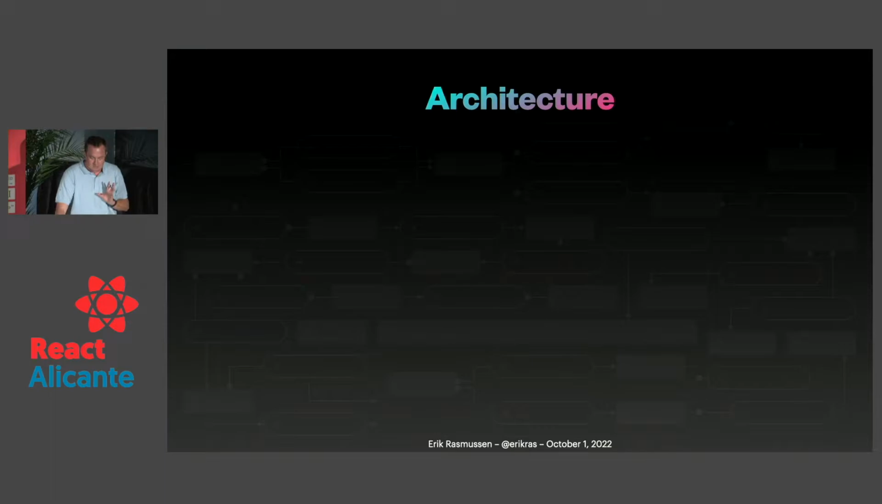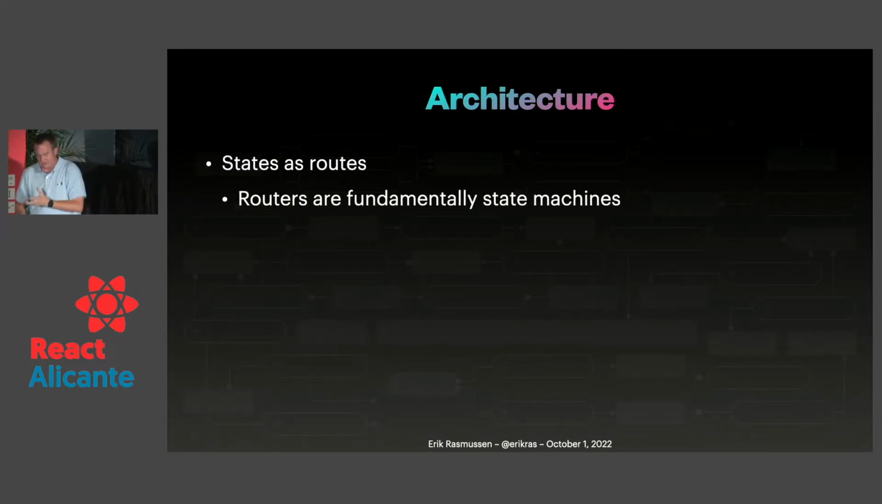So a little bit about the architecture of what I'm going to show you today. States are routes, specifically pause states. And if you take a moment to think about it, routers are inherently state machines because you go to a web page and you're on the root path, and you click the link, and that transitions you to another route, and you click another link, and that takes you to another route, and then you hit the back button, and that takes you back. You're transitioning between these states, right?